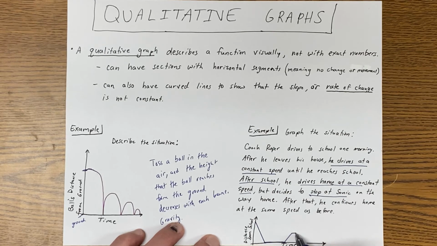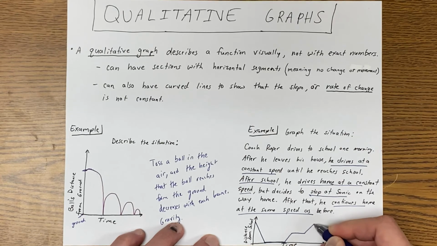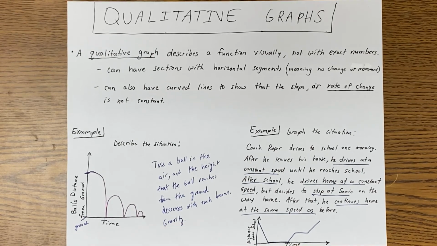So we stop, so our time is continually increasing while we're sitting there drinking the strawberry cream slush. But our distance is not increasing because we're stopped at Sonic. Okay, after that, he continues home at the same speed as before. Okay, so then our final part would look like that. And we should end up at relatively the same height as we started, since that represents our house. Qualitative graphs.